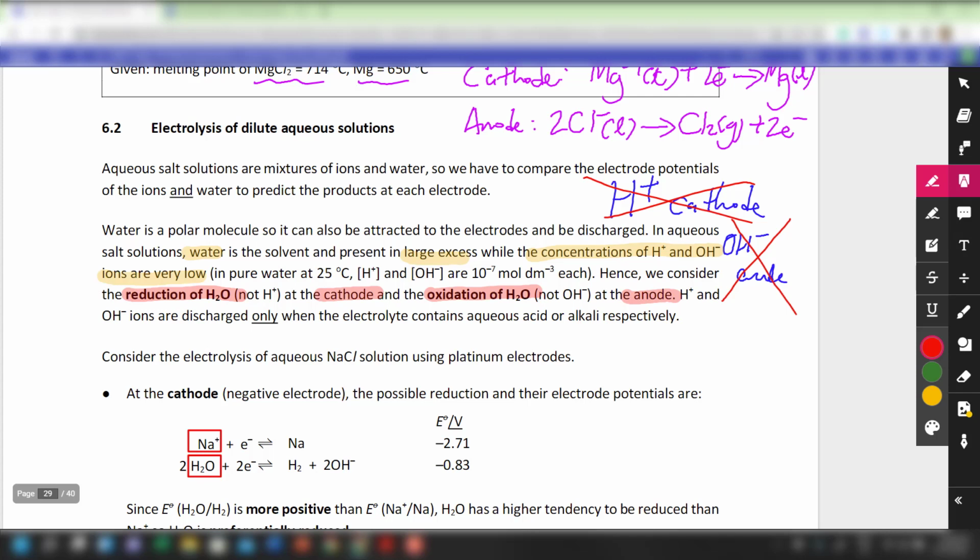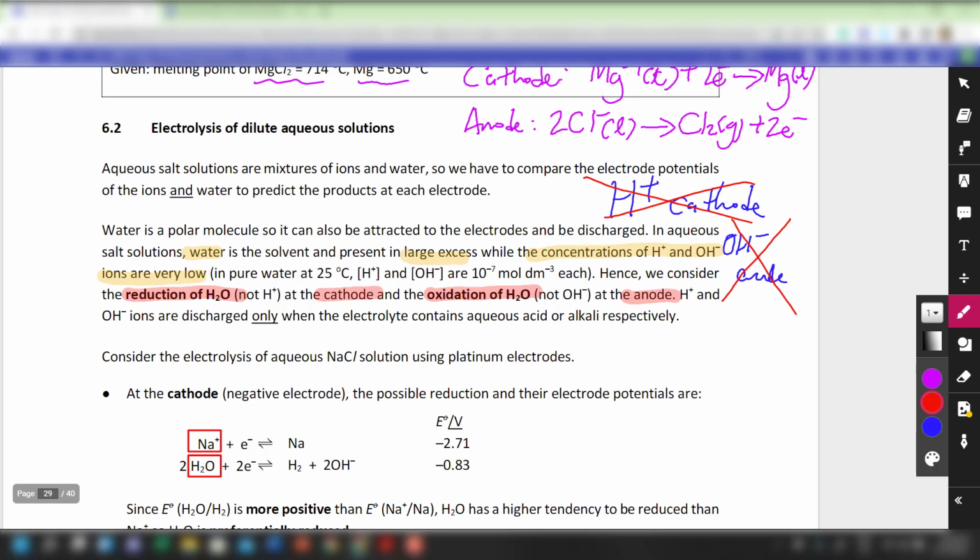Do remember this. Please remove this idea of H plus going to the cathode and OH minus going to the anode from your memory from secondary school. The earlier you are able to remove this from your memory, the better it is.